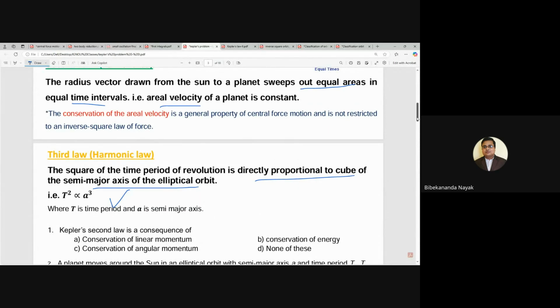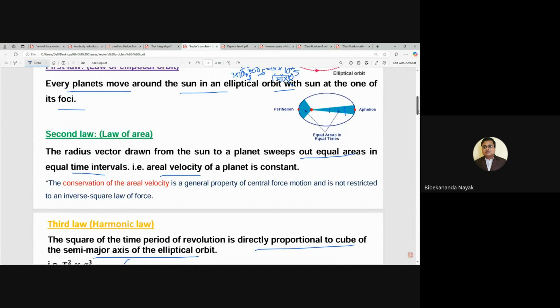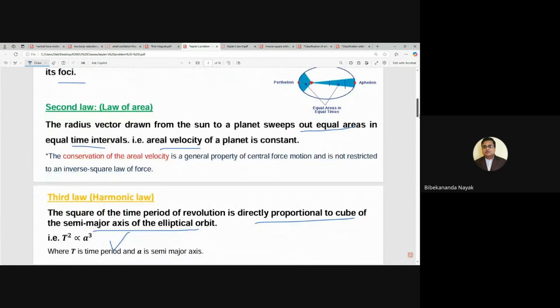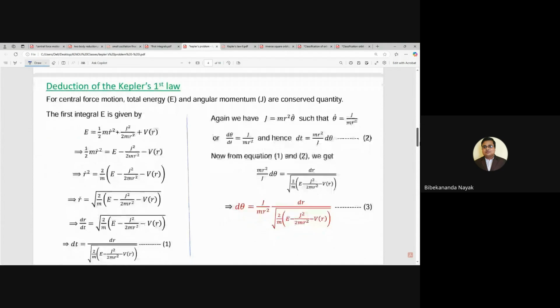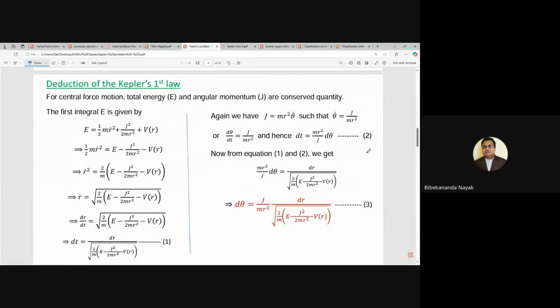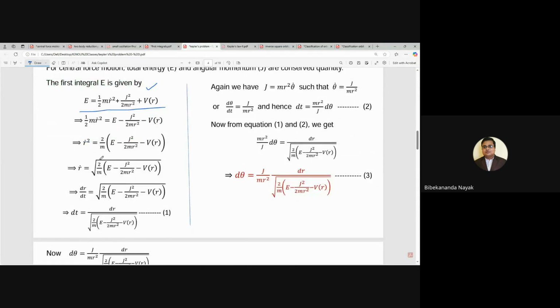Basically, our second law comes from the conservation of angular momentum. First, let us try to prove Kepler's first law. We have this expression for total energy, half m r dot squared plus j squared over something. From that, by simplification, you can find an expression for r dot. Half m r dot squared is equal to, taking everything to the right hand side, only the r dot term on the left hand side.